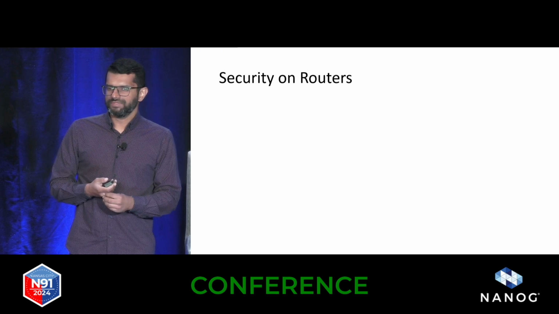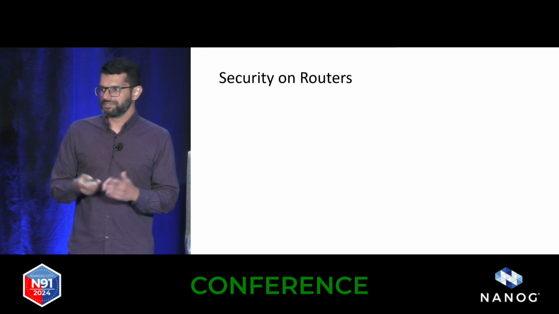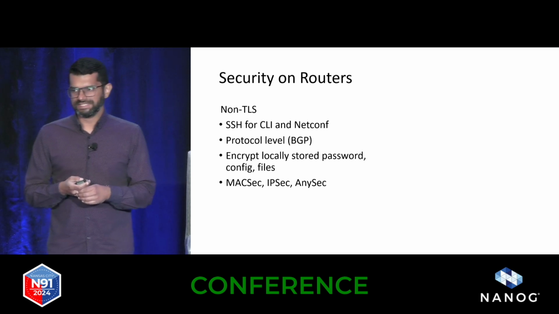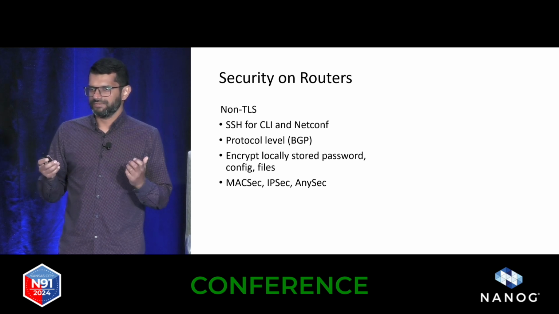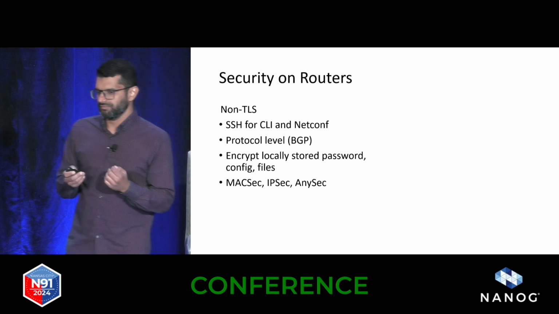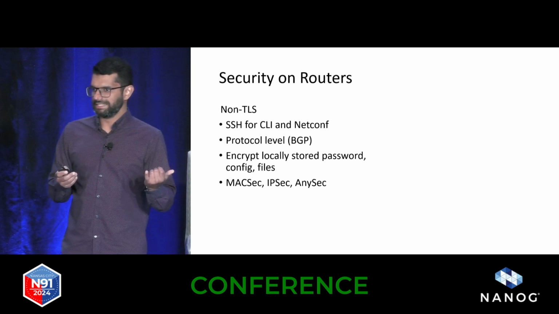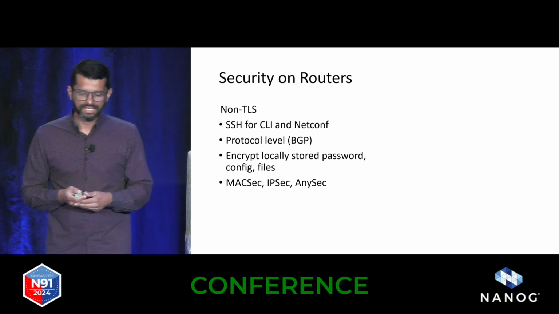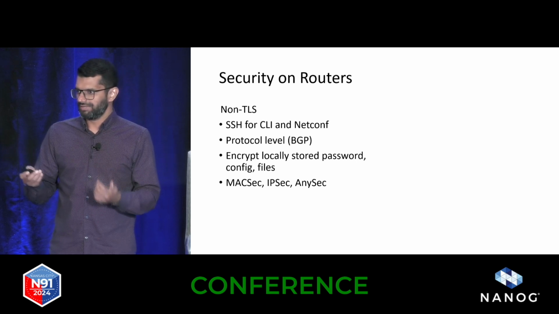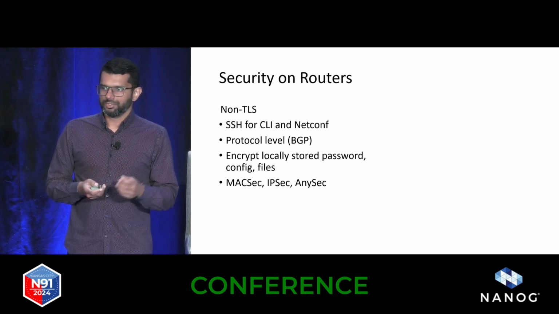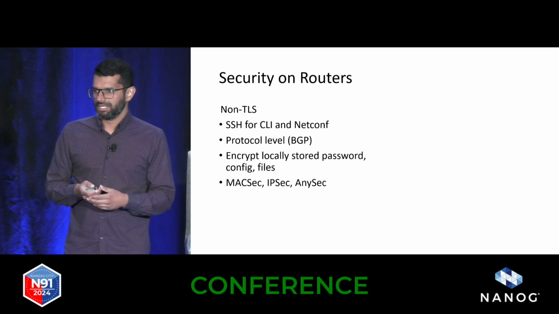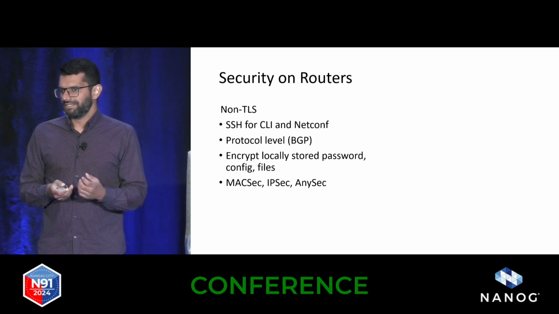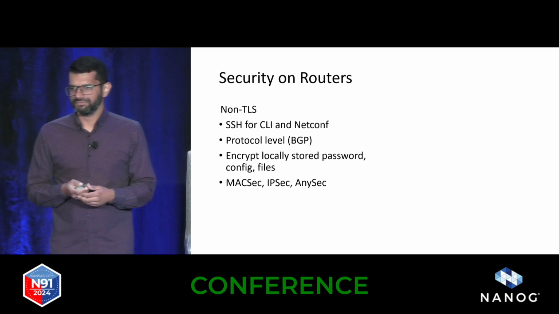Now, let's look at some of the security aspects that we have on the routers today, right? So we can start with the non-TLS versions, the most common ones. SSH is very common these days. One of the first things that we check when we deploy a new router is disable Telnet, enable SSH, right? Because SSH is more secure than Telnet. Then we have BGP authentication and other protocol level authentication that I mentioned before. There's also encryption of passwords that are locally stored. If you're using local authentication, the passwords are locally encrypted. You can also encrypt the configuration files.